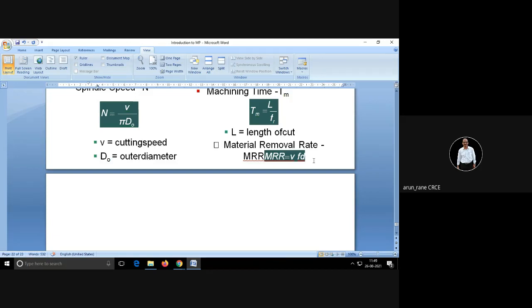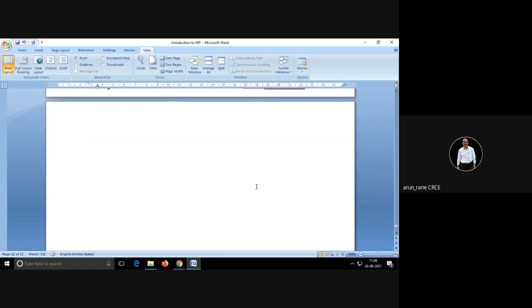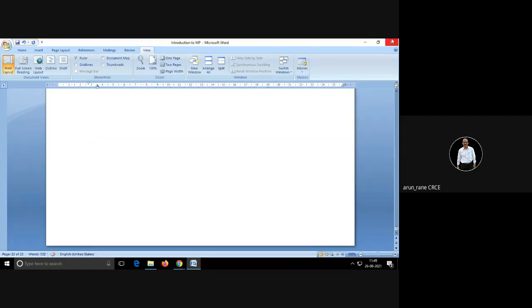Now once I know the motor HP, then I can determine the machine structure, whether it is lathe machine or milling machine. So the very first is that you have to have material removal rate, and then once you determine the material removal rate, then there is a formula for calculating motor HP. And then once you know the motor HP, then you can decide upon the structure of the machine too.